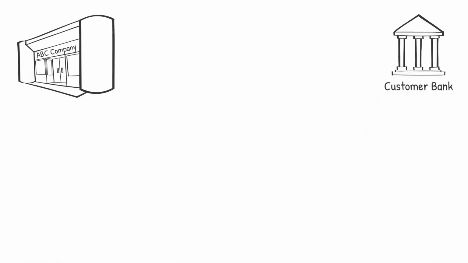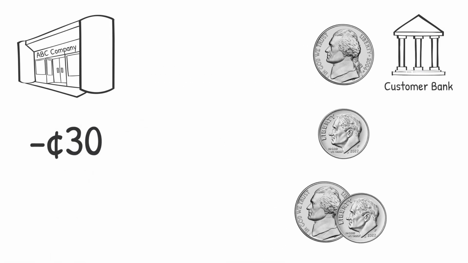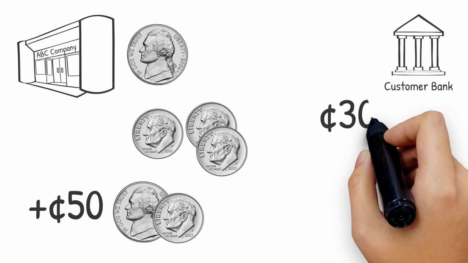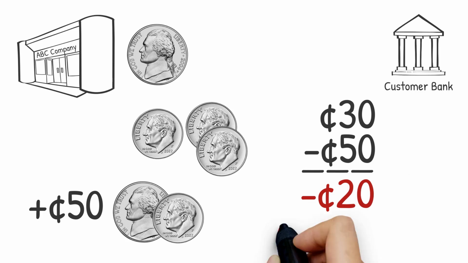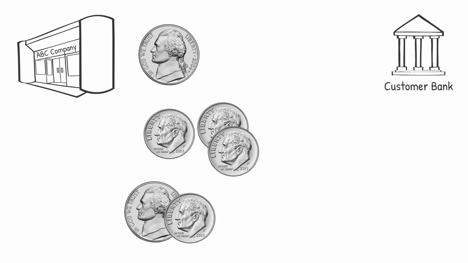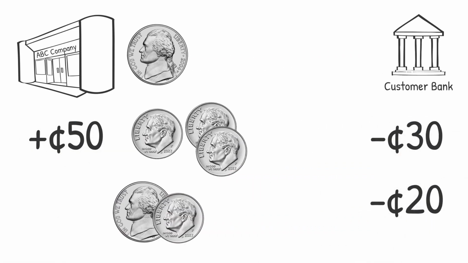Let's draw this out. Say ABC Company sends to its new customer 3 credits of 5, 10, and 15 cents respectively, so a total of 30 cents, and then sends a 50-cent offsetting debit. Because 30 cents minus the 50-cent debit leaves the customer in the hole by 20 cents, they would be in violation of the rules. However, if the company sent a 50-cent credit as well as a 30-cent and a 20-cent debit, it would be a wash and they'd be compliant with the rules.